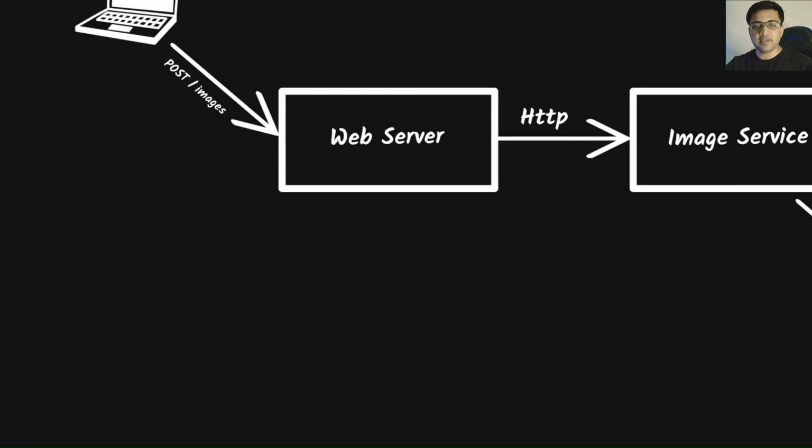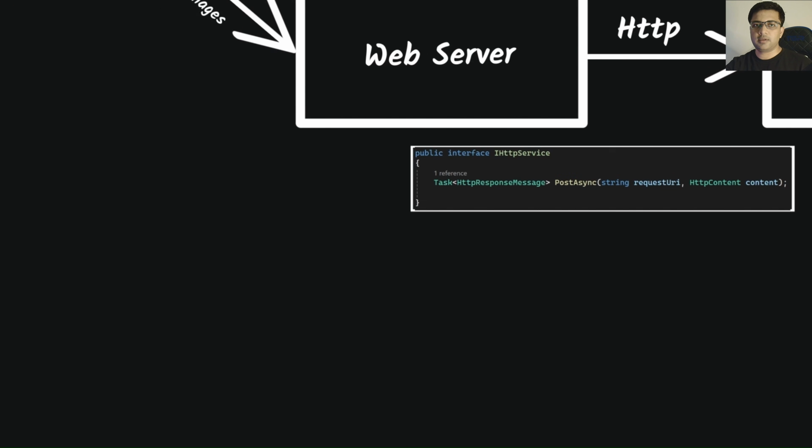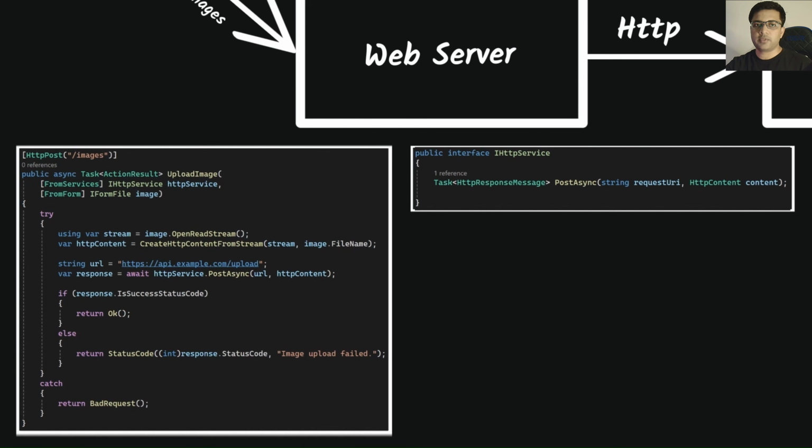Now, let's create an interface for this. Here is what it looks like, and here is how we are using it. The file gets uploaded to the web server. We read the stream. This method converts the stream into HTTP content, and then we call our interface with the URL and the content. So, that's how we implemented image uploading in our system.